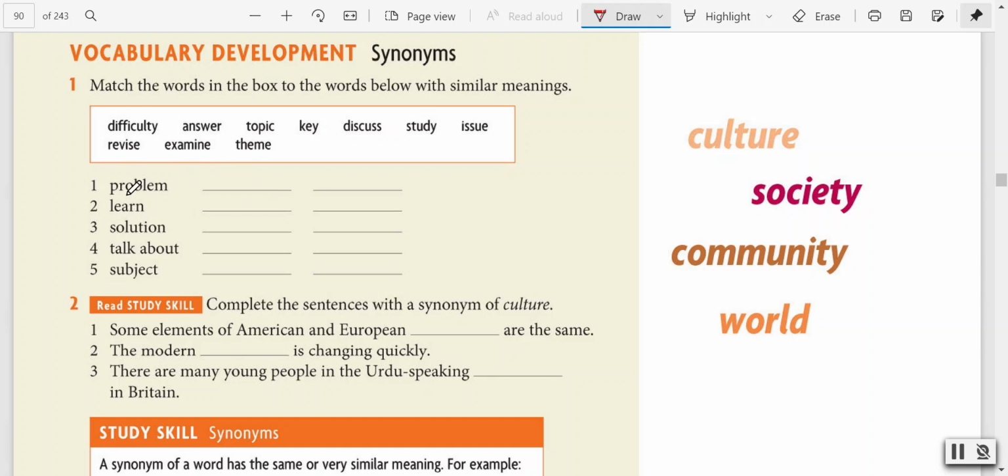For example, problem. Okay, which word are suitable or have the same meaning with this one? For example, difficulty and issue. Difficulty and issue belongs to problem. Okay, have the same meaning.